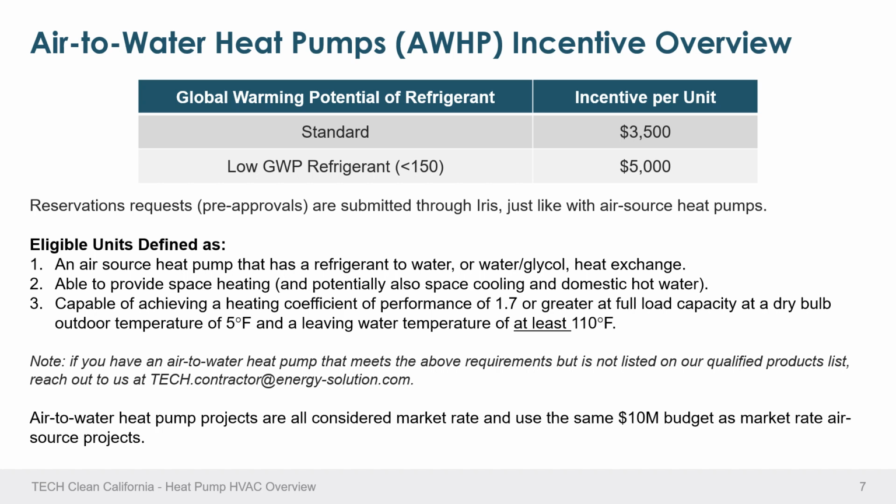Eligible units are defined as: 1. An air source heat pump that has a refrigerant to water or water/glycol heat exchange. 2. Able to provide space heating and potentially also space cooling and domestic hot water. And 3. Capable of achieving a heating coefficient of performance of 1.7 or greater at full load capacity at a dry bulb outdoor temperature of 5 degrees Fahrenheit and a leaving water temperature of at least 110 degrees Fahrenheit.